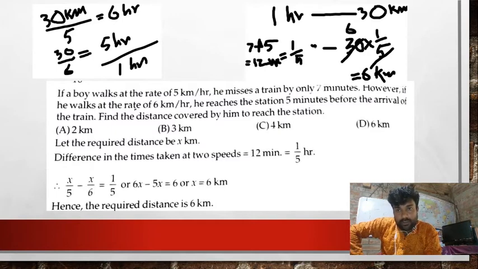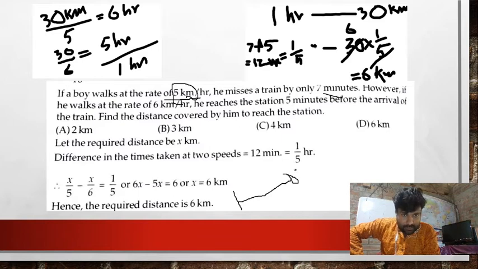Next: a boy walks at a rate of 5 kilometers per hour. Here is the question we should try to understand. This is a station, and the boy is walking from this point. First he goes at 5 kilometers per hour, and he misses the train by only 7 minutes. That means he reached there 7 minutes late.